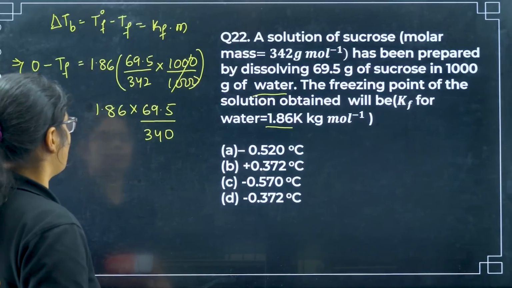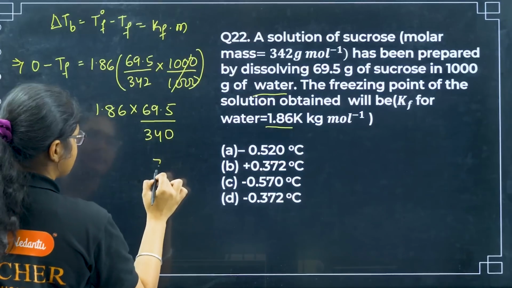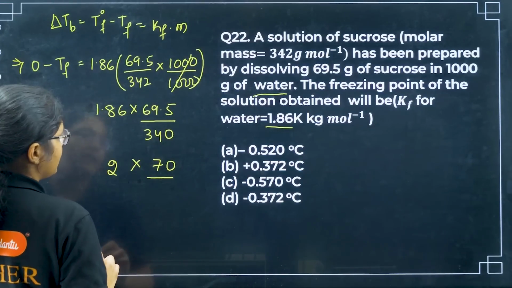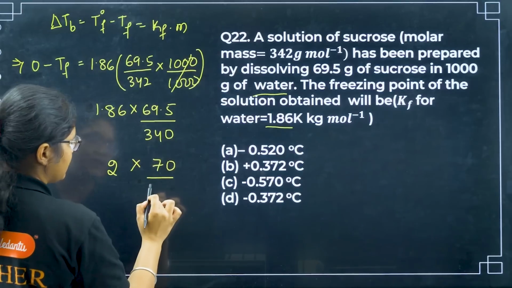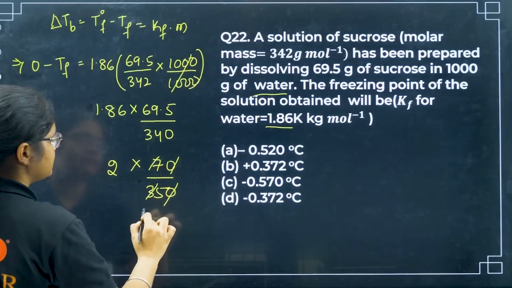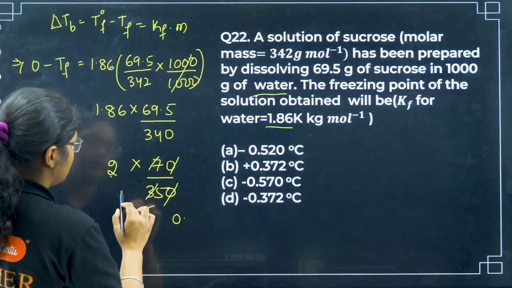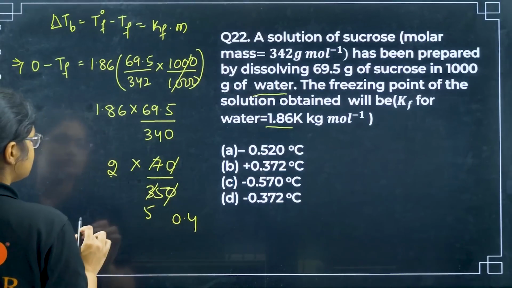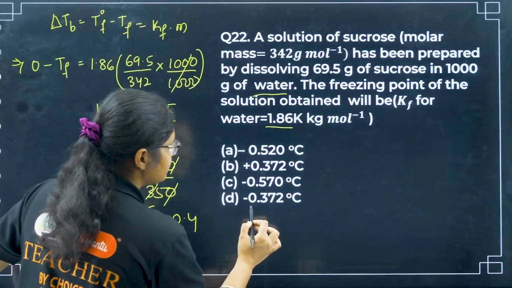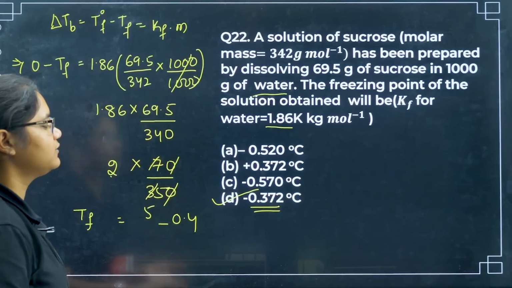Okay, so what all we can do here? I can think of this one as 70, and this 1.86 as 2, and 340 is there, I'll make it 350, because this I can divide. So I can just cancel, 7 ones are 7, 7 fives are 35. So 2 by 5 will be 0.4, right? So Tf value will be somewhere around minus 0.4. So I have this value, minus 0.37. Correct answer is minus 0.372.